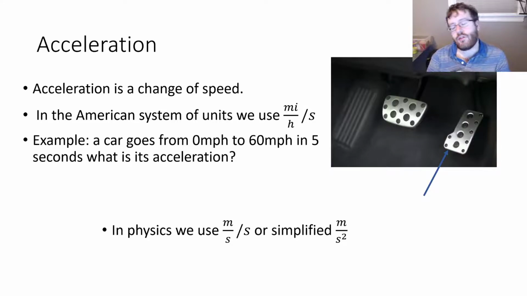In physics, however, of course, we do not use miles per hour. Instead, we use meters per second in the case of acceleration. So you can see at the bottom here, I wrote it in two ways. In the meters per second, the traditional way where it's written out, you can really see what each individual second is. The first second having to do with the speed, the second one defining the acceleration. However, we often simplify it to meters per second squared.